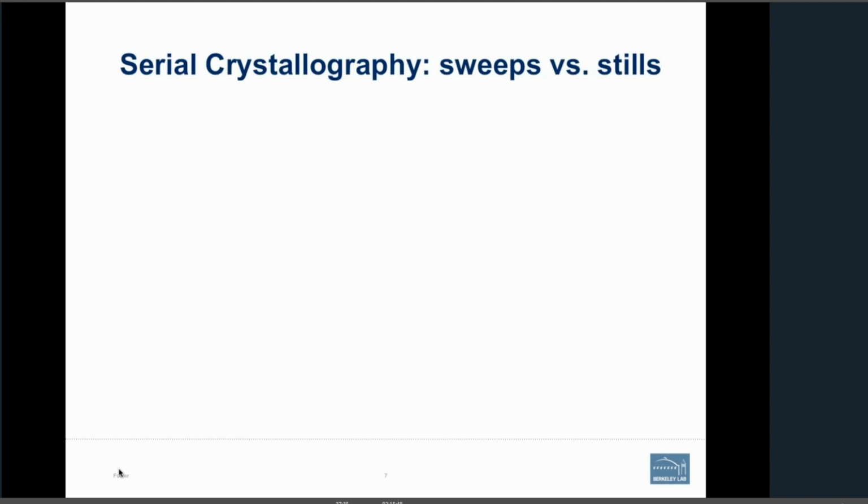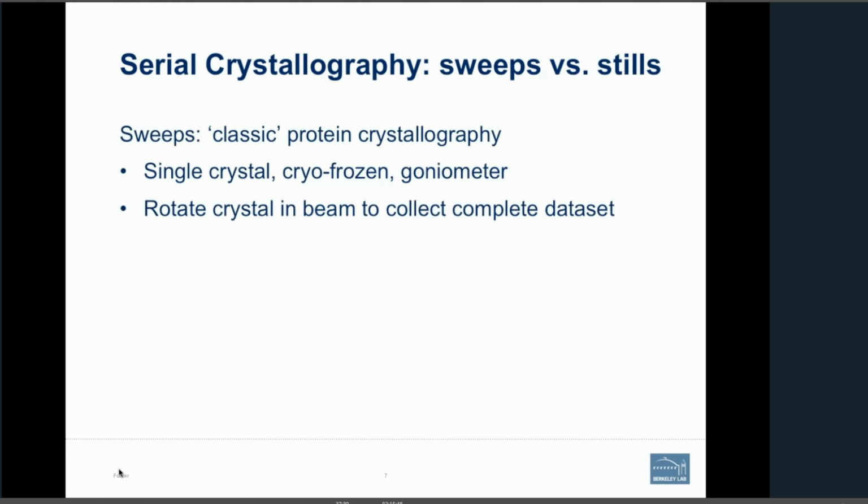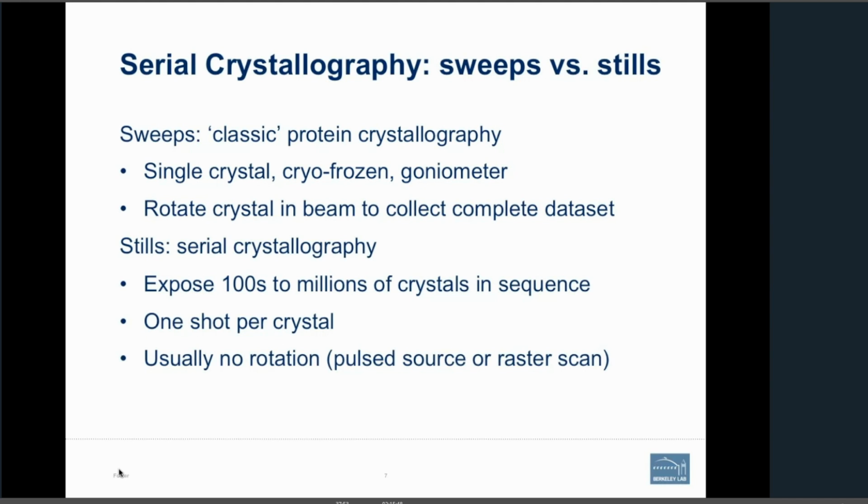So serial crystallography can be thought of as a contrast between sweeps versus stills. In classic protein crystallography, one takes a single crystal, usually cryofrozen, mounts it on a goniometer, and then rotates the crystal in the beam to collect a complete data set. But in serial crystallography, instead, we expose hundreds of crystals to upwards of millions of crystals in sequence. Each crystal gets exactly one shot, and we collect that diffraction pattern from that crystal.